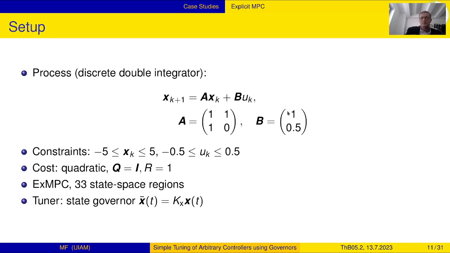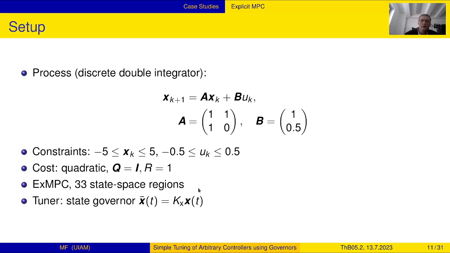So if we, for example, take a discrete double integrator with input constraints and with state constraints, and let's define the weights of a quadratic cost function, then for this scenario we calculate an explicit MPC, which is defined over 33 state space regions.